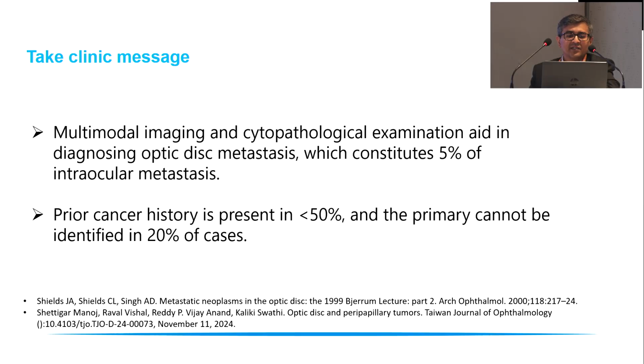And optic disc metastasis, as I say, constitutes a very small proportion of the retinal or choroidal metastasis compartment of the disease. And as we all know, prior cancer history is present in less than 50% of cases. So as ophthalmologists, we might be the first to diagnose an underlying primary elsewhere in the body. And that's why a multidisciplinary approach, or a very good dialogue with your medical oncologist as well as your surgical oncologist, will be fruitful.